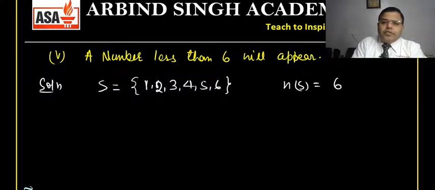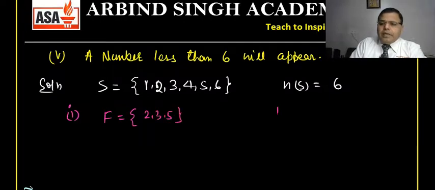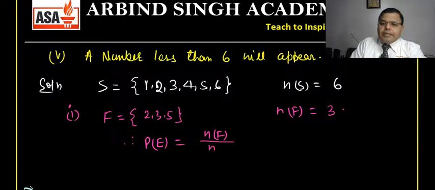For the very first question, a prime number will appear, so favorable cases will be 2, 3 and 5. NF is equal to 3, and therefore the probability of an event is NF by NS, that is 3 by 6, which is 1 by 2. That is the answer.